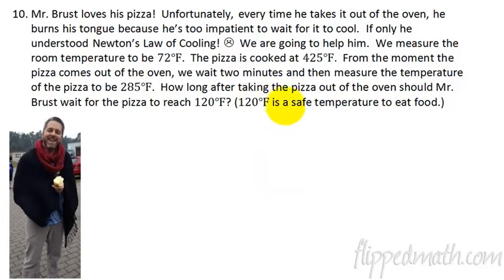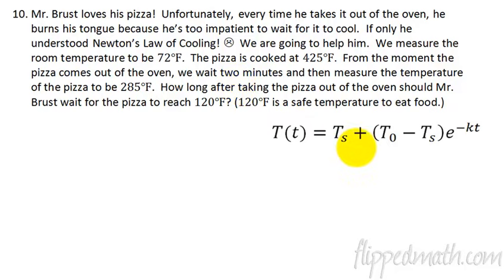Now, 120 degrees Fahrenheit, we're going to say that that's safe. It's cooked at 425 degrees. The room temperature is 72. Okay, so you've got all this important information to work with. Let me go to this next page here because I have the formula. And so here we have our formula, and we're going to write out some things. Let me highlight some important stuff here.